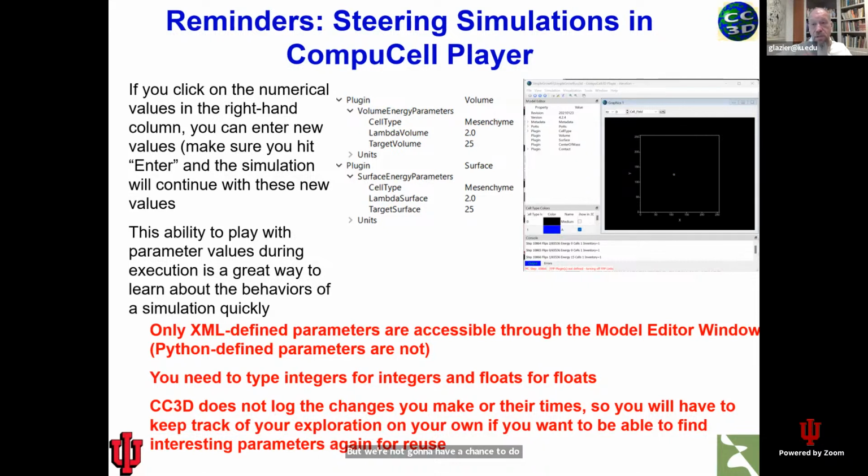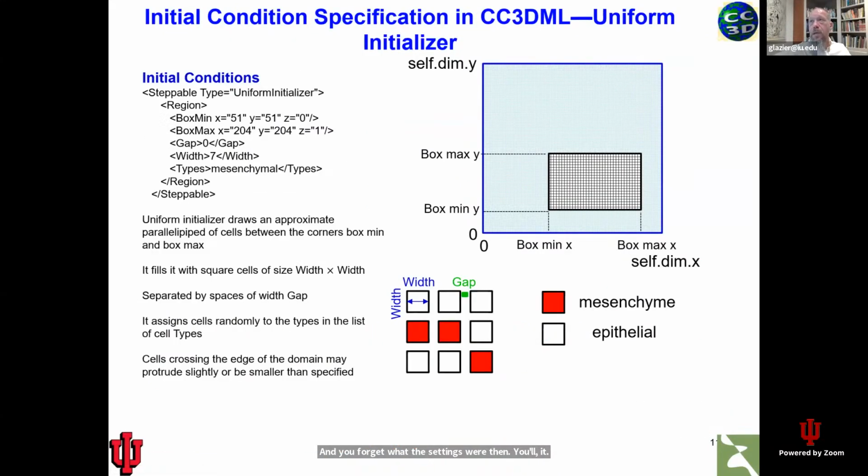In that case, you have to decide which ones you want to change and build a window that will allow you to change those. One thing that's an issue that we're working on to fix in CompuCell is that CC3D doesn't log the changes you make in that model editor window or when you did it. And so you have to keep notes on that yourself, because if you find something wonderful and you forget what the settings were, then you'll regret it. So that logging is something that we're working on.